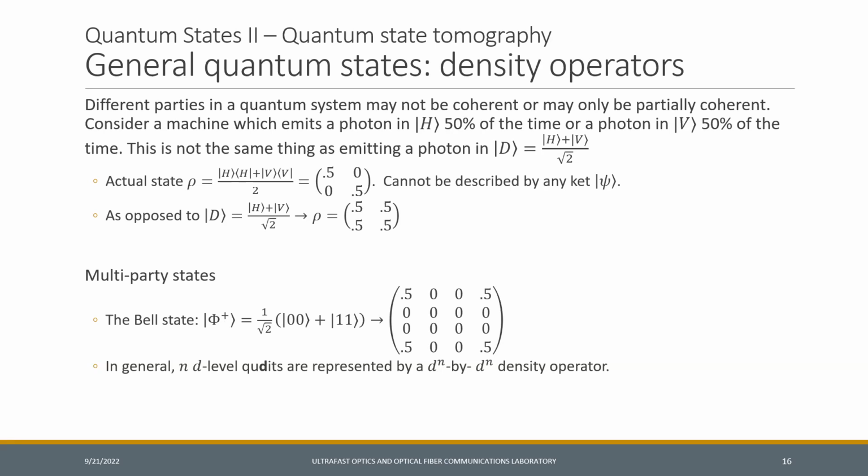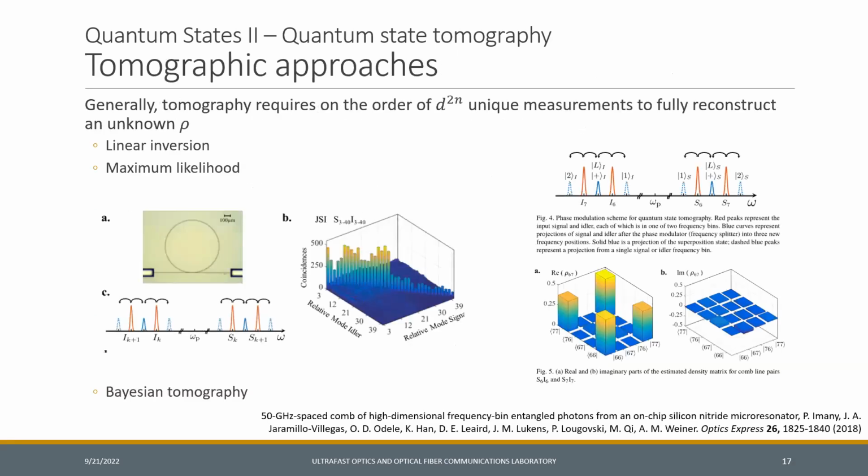Okay, so given that this is the most general framework we have to work with quantum states in, how do we measure that? How do we deal with that? It's actually quite difficult. So generally, tomography is going to require on the order of d to the 2n unique measurements, because you have to get information about every single one of these elements in your matrix. There are some long-standing approaches like linear inversion. You say, okay, you have this state, you want to learn about it, go and make this set of measurements, tell me your results, I'll do an inversion and I'll figure out every single element of your state, and it'll be great.